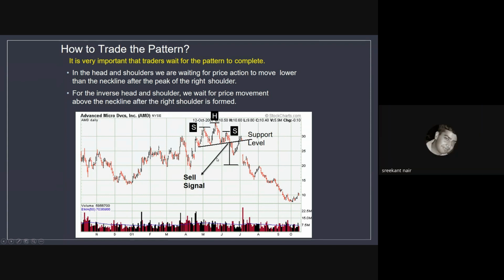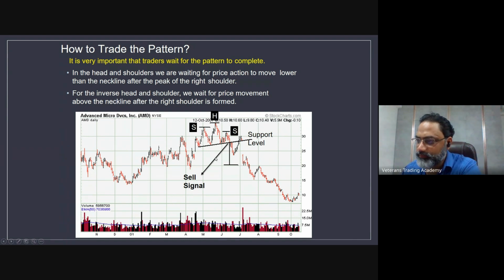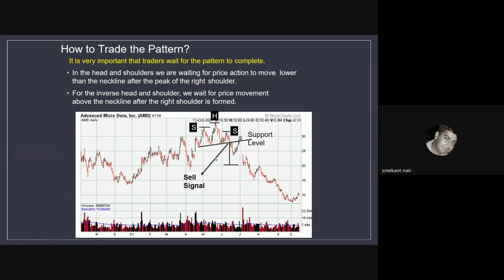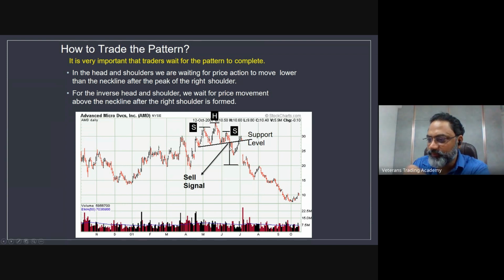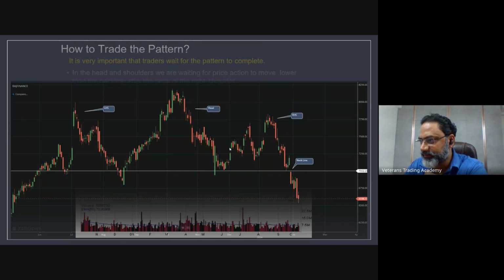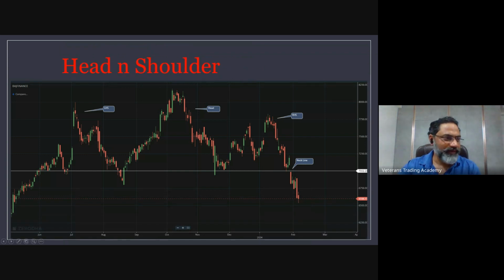Fine, ma'am. Sir, if the first target would be 50, the second target would be 30, right? No, if it's a short, 50 and 80. I'll explain it with some more charts. Let me see. Okay, what I'll do, I'll open a chart itself and we'll try to see if we can put it here.